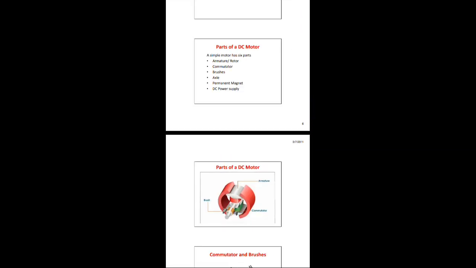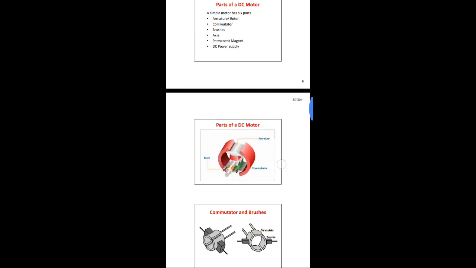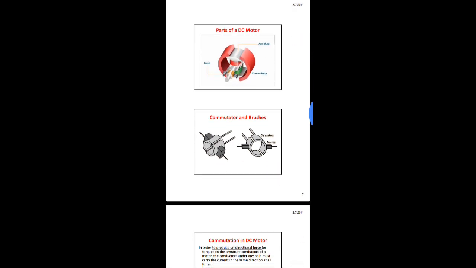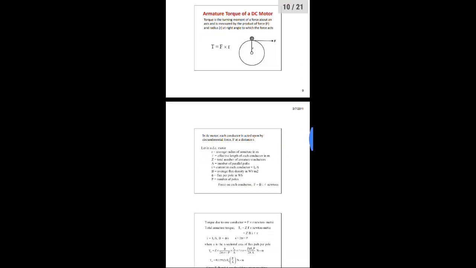You can see now the parts of a DC motor. DC motor parts are armature or rotor, commutator, brushes, and DC power supply. This is the diagram representing the parts of a DC motor. Commutator, this is not required for you CSE students.